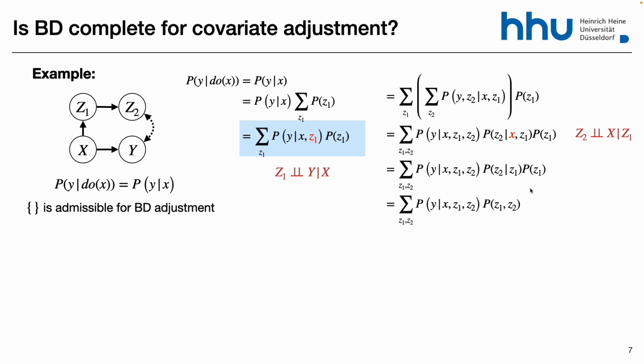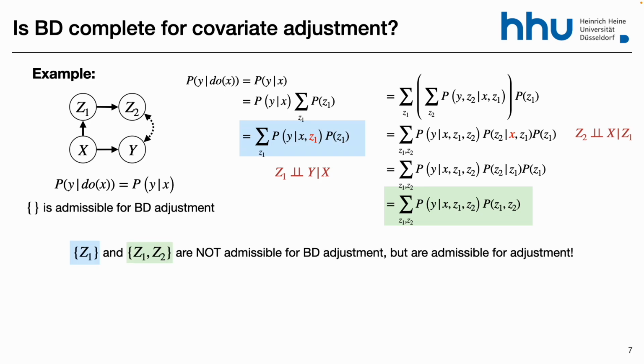Now, these two together is the joint of Z1, Z2. And this is the same. And then in the end, I again have the adjustment expression over Z1 and Z2. So Z1 and Z2 is also a set that's admissible for adjustment, but not using the backdoor adjustment criterion. Right? That's the conclusion here.